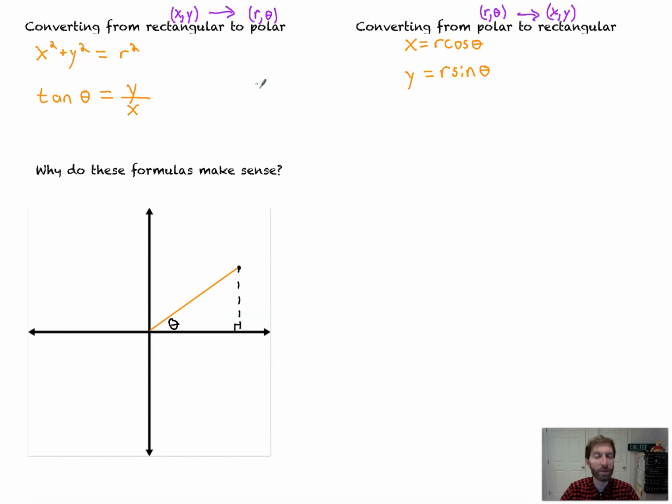You're going to be using this a lot as we get into the calculus of things, especially these, because it allows us to do what's called parameterize a curve. More on that a little bit later. For now, let's just work on conversions. So I'm going to explain why these conversions make sense.